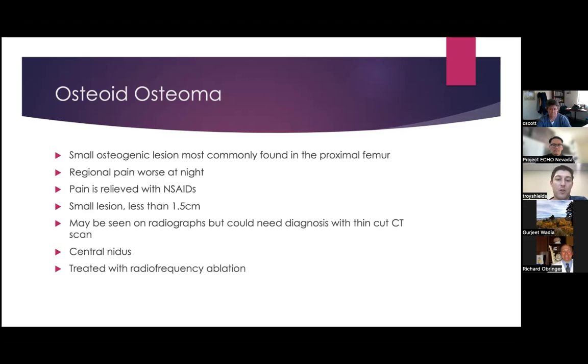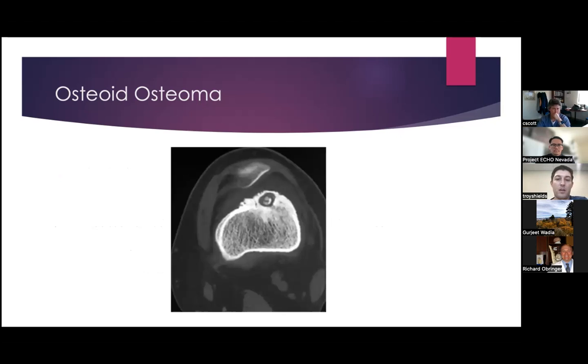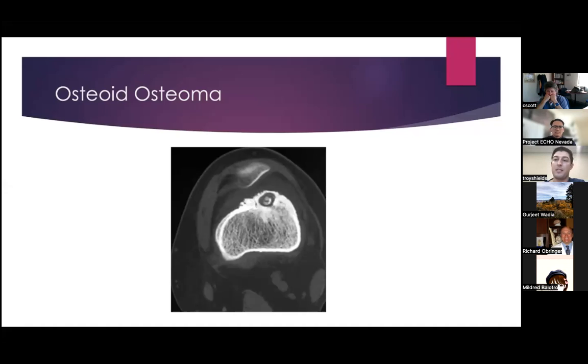This one can also occur in the spine and cause a postural scoliosis that's also painful. Again, if it's accessible, treated easily with radiofrequency ablation. So here's a good picture of one of them, right there along the trochlea. You can see that lesion with the central bone nidus in it. This one would be a good one to treat with radiofrequency ablation. It's easily accessible. And again, it's hard to pick these up on radiographs. This is actually a pretty big one. The thin cut CT scans are usually what's required.